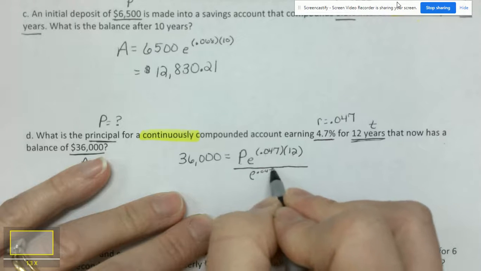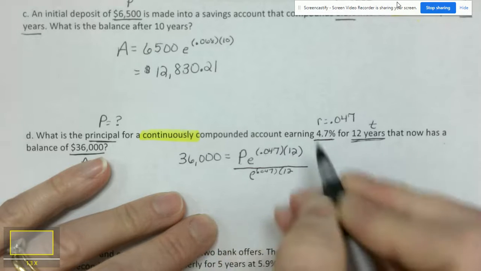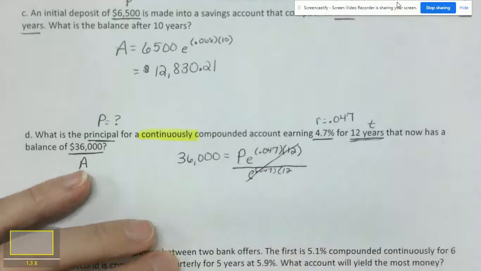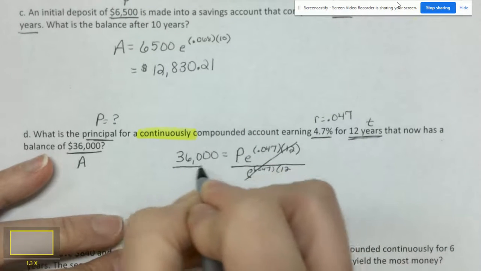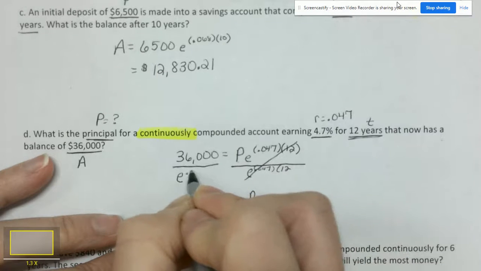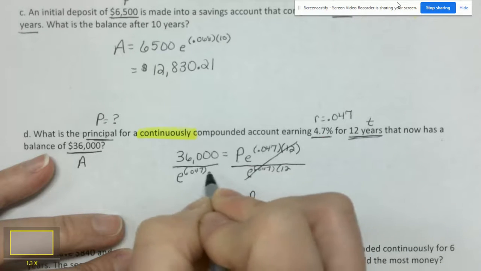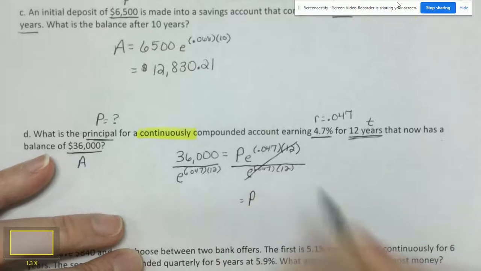We're going to divide by Euler's number raised to that power, because when we do that, it makes that a 1. It goes away, and we're just left with P over here. But whatever you do to one side, you have to do to the other side. So we've got to divide 36,000 by that number as well.